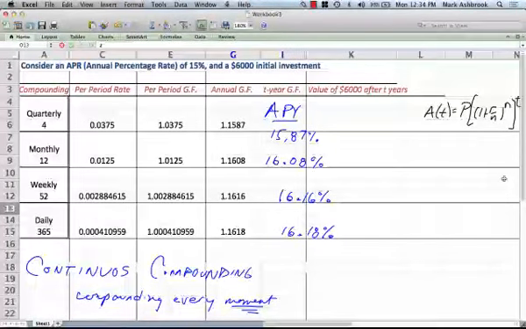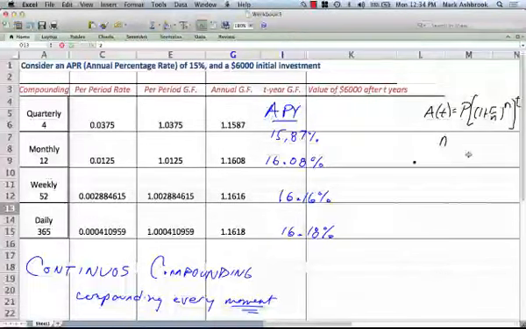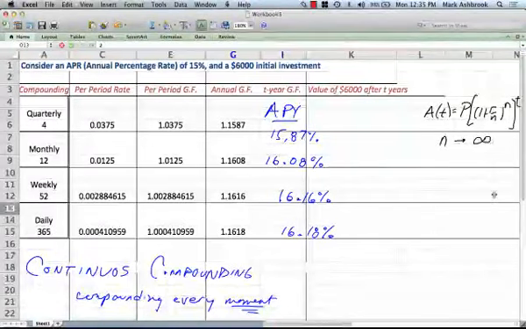Negative infinity? So which symbol changes here? This is our N value. So what would N be? We're going 4, 12, 52. These are all positive values, right? So just infinity. We want N to go to infinity. In this formula, that would represent continuous compounding if we could let N go to infinity. But that's problematic, because how do you divide by infinity? How do you raise a number to the infinity?